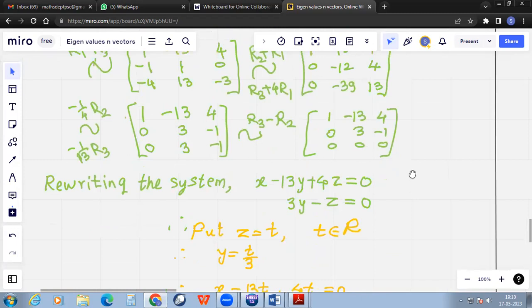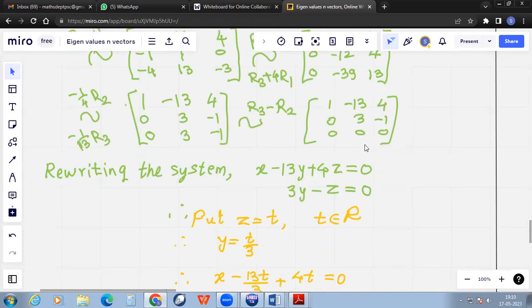Once we reach such a form, it's similar to the row echelon form. If I make this 3 into 1, it will be row echelon, but I don't need it. So I'll rewrite the system. Rewriting the system, we get 1 times x minus 13 times y plus 4 times z equal to 0. Next is thrice y minus z equal to 0.